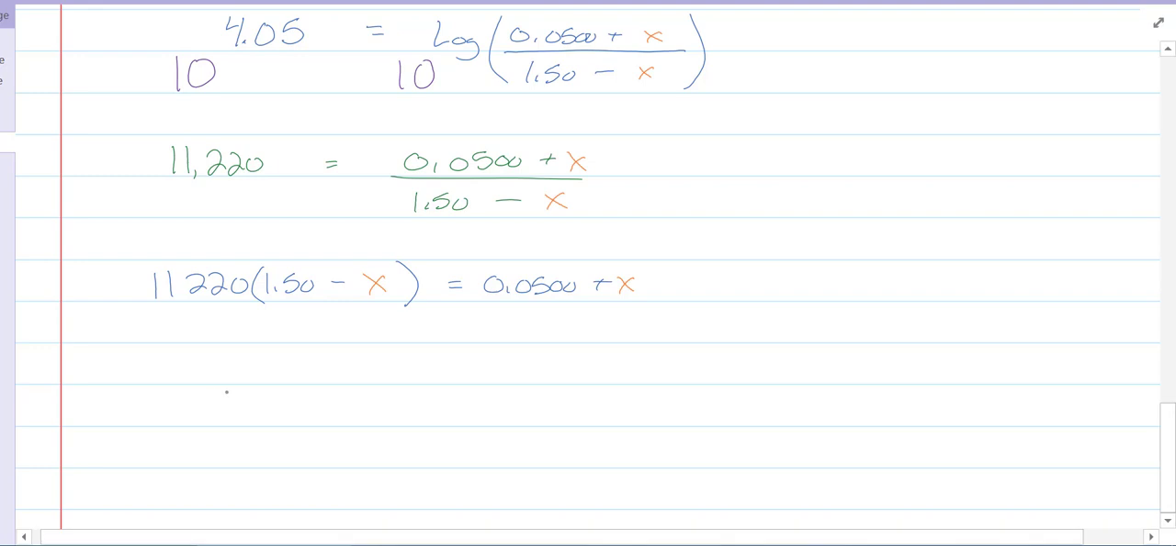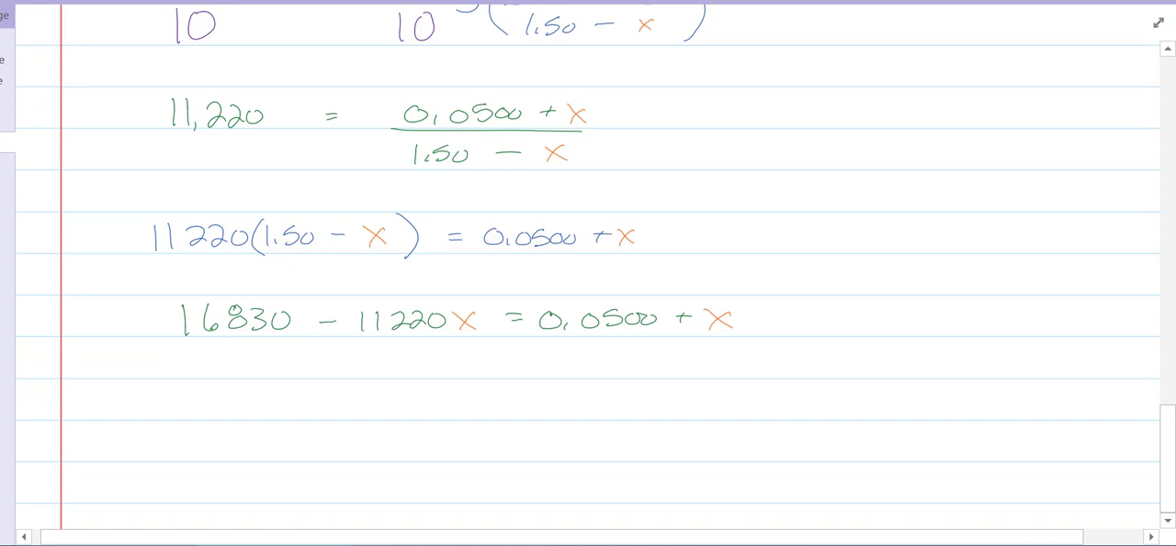Distribute, I get 16,860 minus 11,220x equals 0.0500 plus x. All right, get everything on the same side. So x's go to the right, numbers go to the left. I end up with 16,829.95 equals 11,221x.